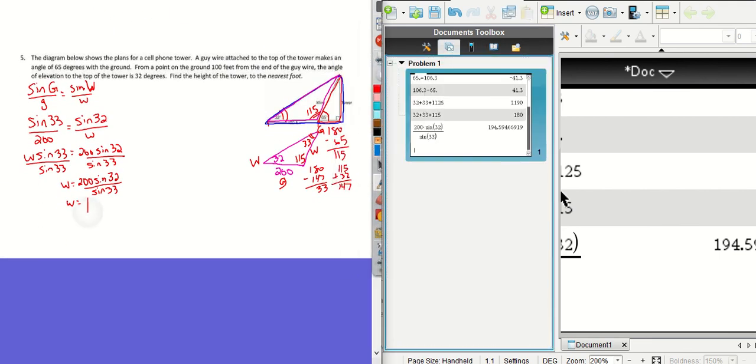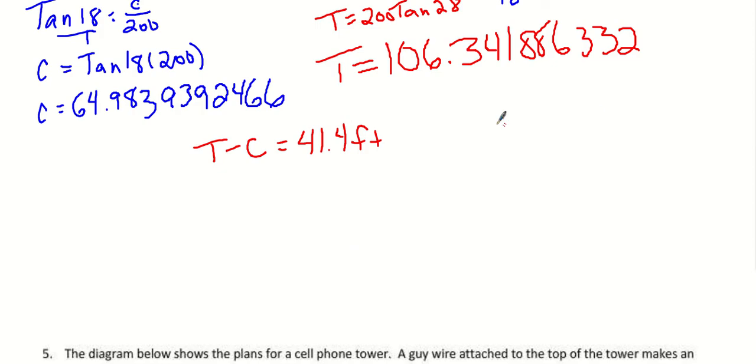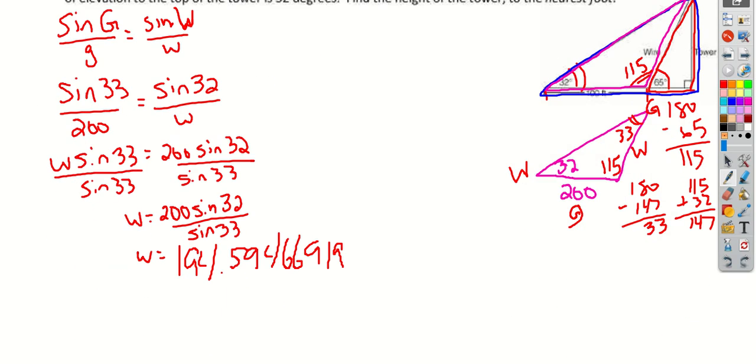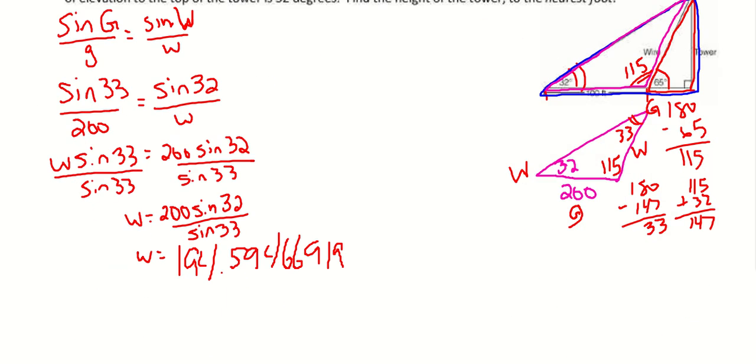So we get 194.594666919, and that's what W is, okay? All right, I'm going to clean that up real quick, so you hold on a minute, guys.